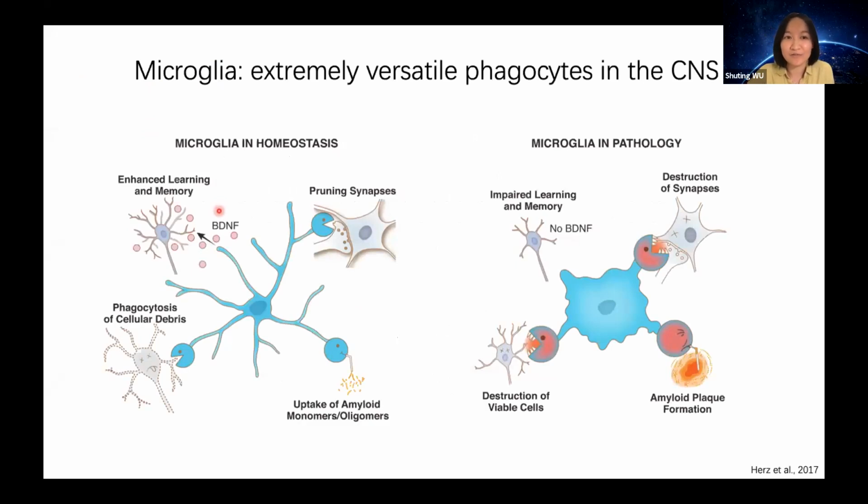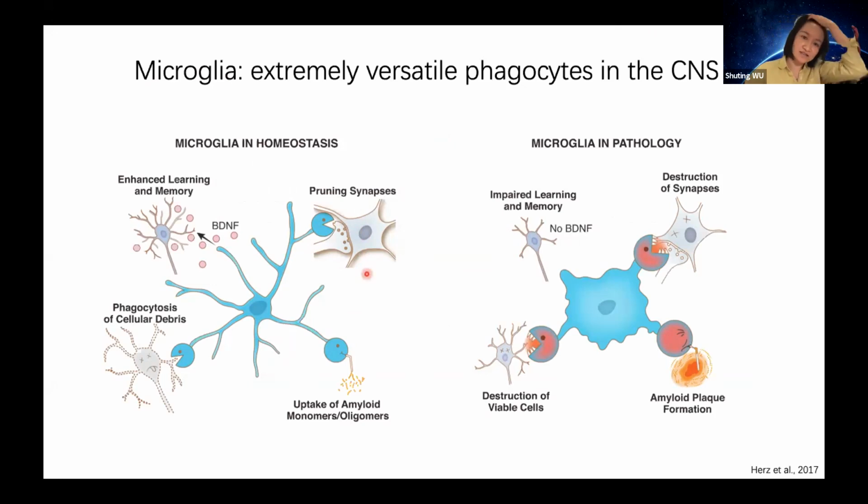there's one thing that I want to emphasize: they are extremely versatile phagocytes in the central nervous system. In addition to functioning as immune cells to remove cell debris or invading pathogens, they are also very critical for the development and function of the neural circuit. Here it shows that microglia actively remove undesired synapses, a process called synaptic pruning.